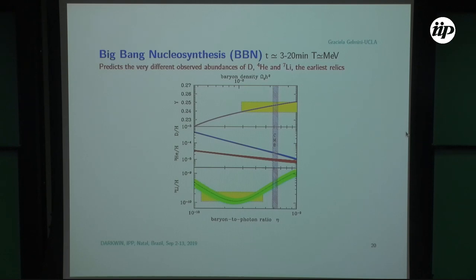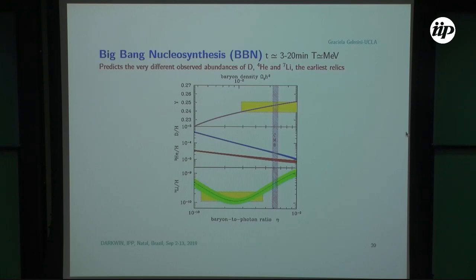And with what we know about nuclear physics and what we know about cosmology, we can explain the relative abundances, which are very different. For helium-4 it is of order 1, for deuterium and helium-3 it is 10 to the minus 5, and for lithium-7 it is about 10 to the minus 10. And you can explain these differences. But these are the earliest relics that we have so far.